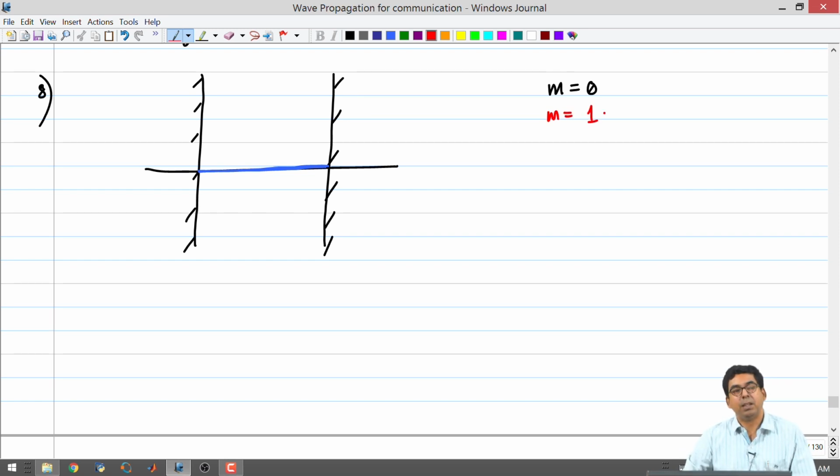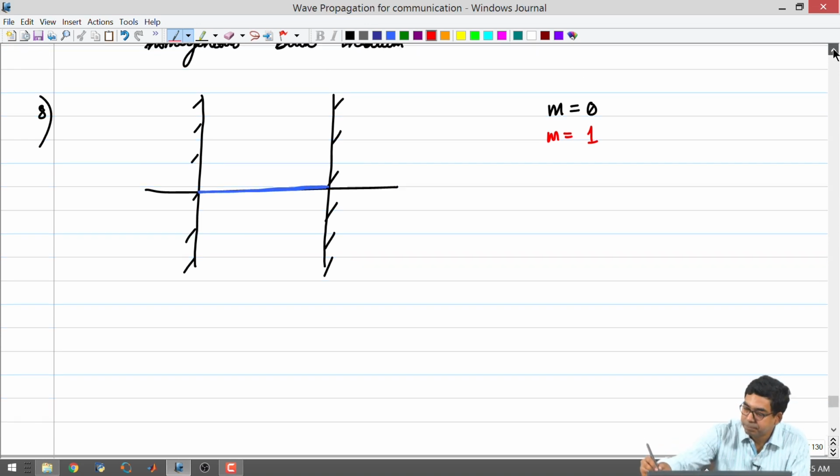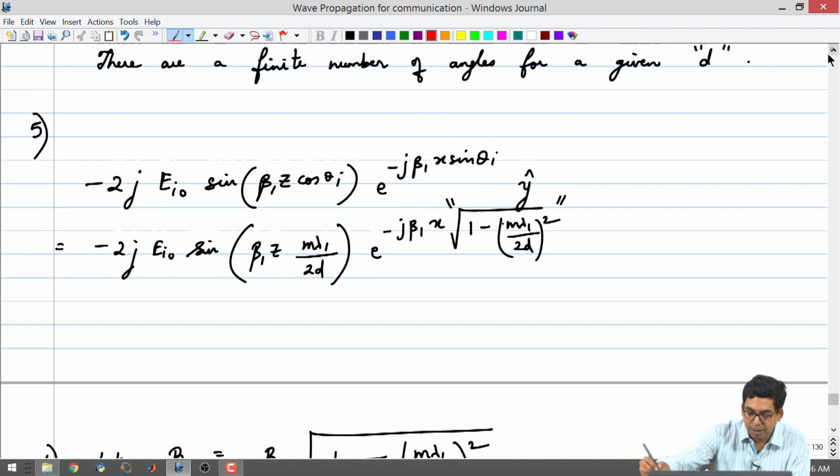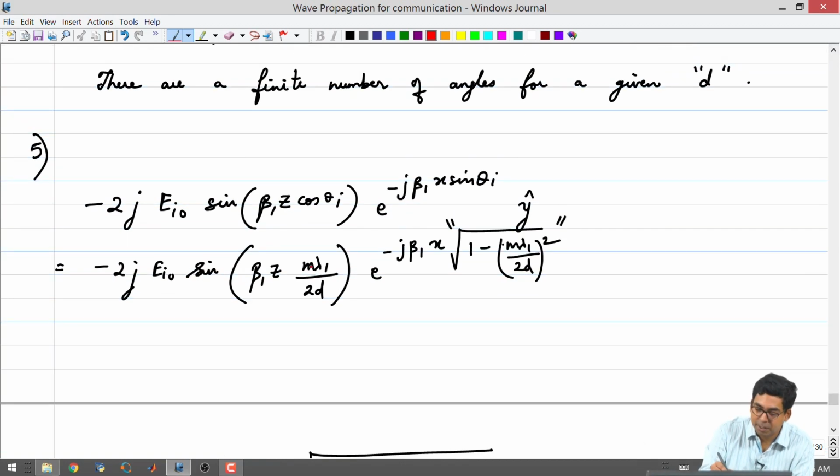Let us say m is equal to 1. I go back to my expression, I plug in m equal to 1. So, m equal to 1 will make this lambda 1 divided by 2d. So, I have beta 1 z times lambda 1 divided by 2d.